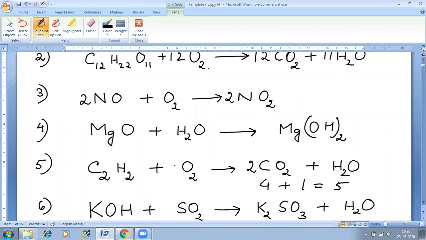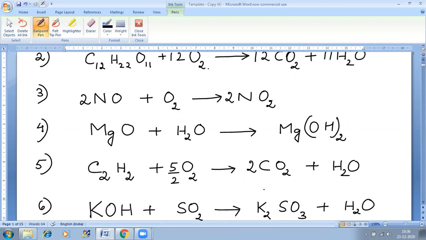So in order to make 2 equal to 5, I can multiply this by 5 by 2. So now 5 by 2 multiplied by 2 will be 5. So now I have 5 oxygen atoms on the left hand side as well, and on the right hand side also I have 5 oxygen atoms. So this is also a correct way of balancing.